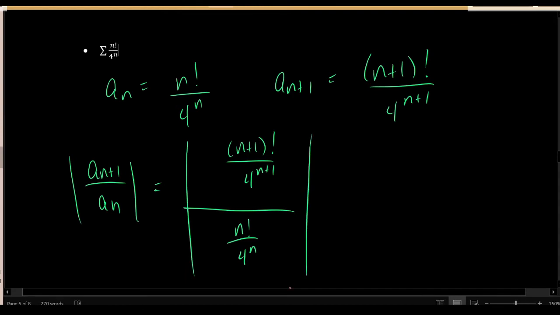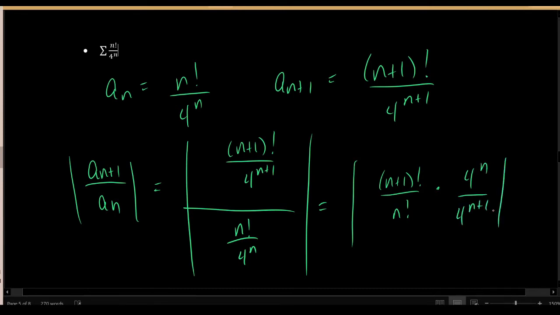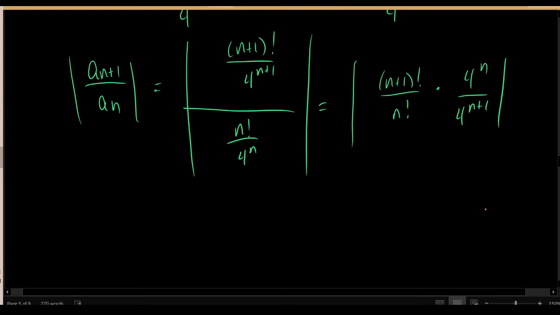Now do a little fraction arithmetic, do a little rewriting, a little rearranging, and we get n plus 1 factorial over n factorial times 4 to the n over 4 to the n plus 1. Now by exactly the same kind of argument that we used in the previous example, we can dramatically simplify this first quantity, n plus 1 factorial over n factorial. This will simplify so that only the extra n plus 1 in the numerator will survive. Every other factor in that fraction will cancel out.